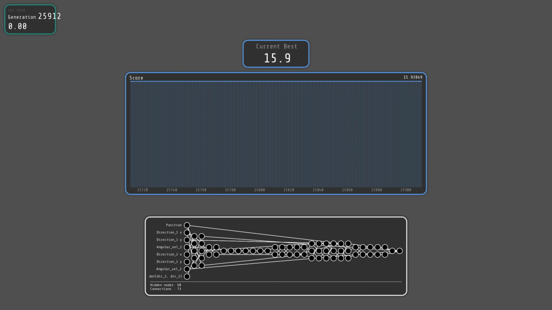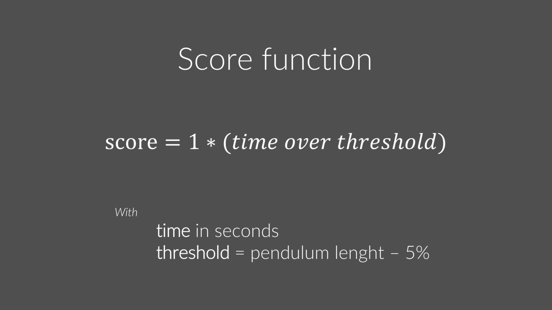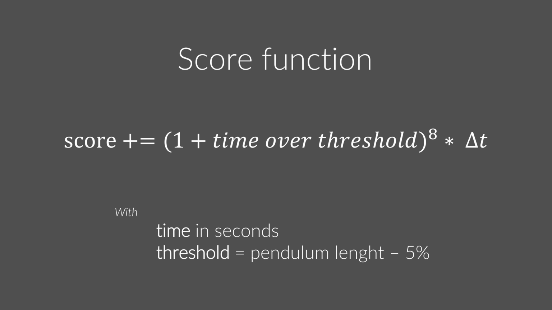A potential problem with this first approach is that the score function doesn't differentiate between a solution that does a lot of rotations and one that does fewer but stays above the threshold for longer. To try and correct this problem, I then tried another score function. This time, at each point in the simulation, the score is incremented by the time currently spent above the threshold to the power of 8.